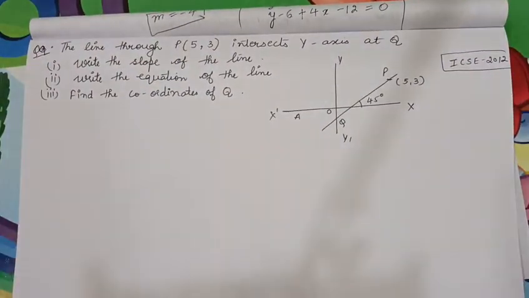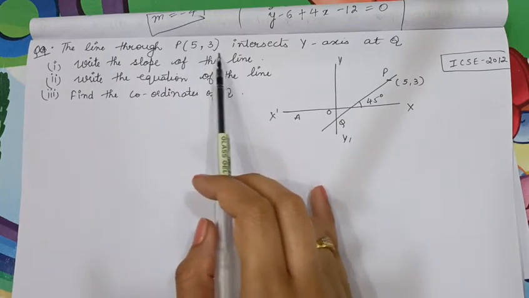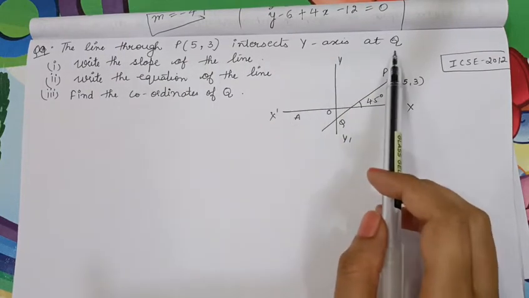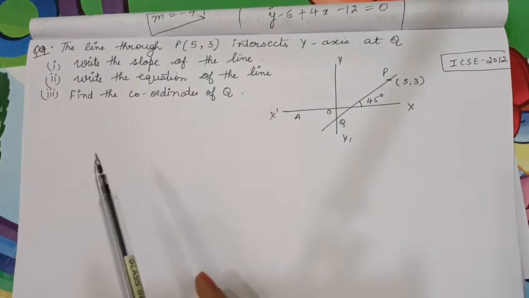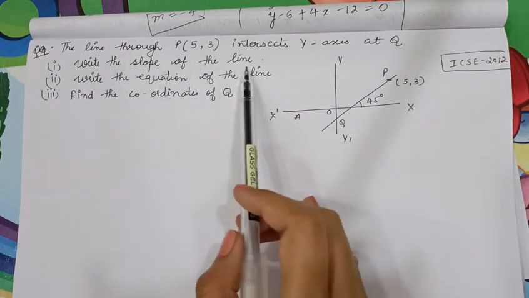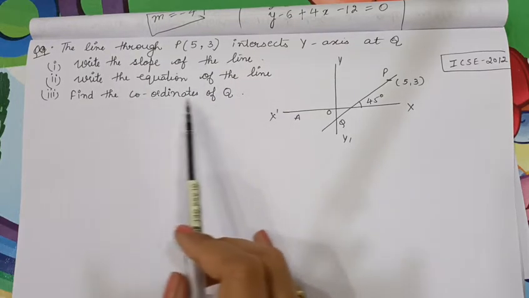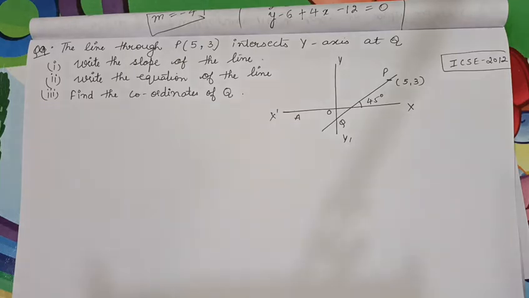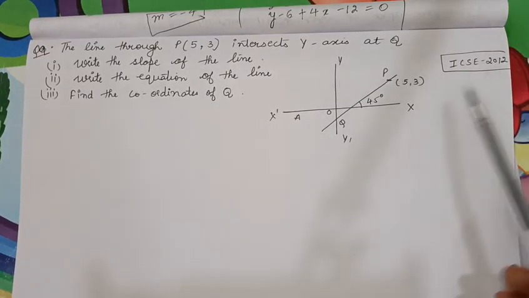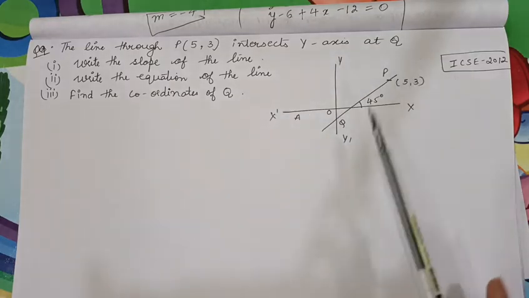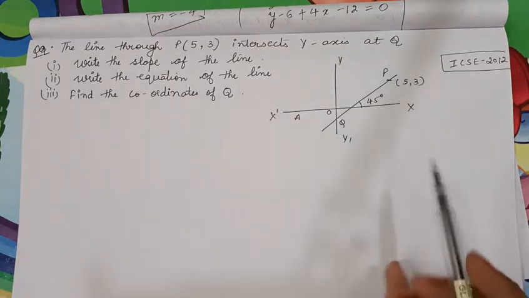The next question is: the line through point P(5, 3) intersects the y-axis at Q. You can see this figure is given, and we have to write the slope of the line, write the equation of the line, and find the coordinates of Q. This is also a question from previous year papers, and you can expect this type of question. Many times this type of question has been asked.